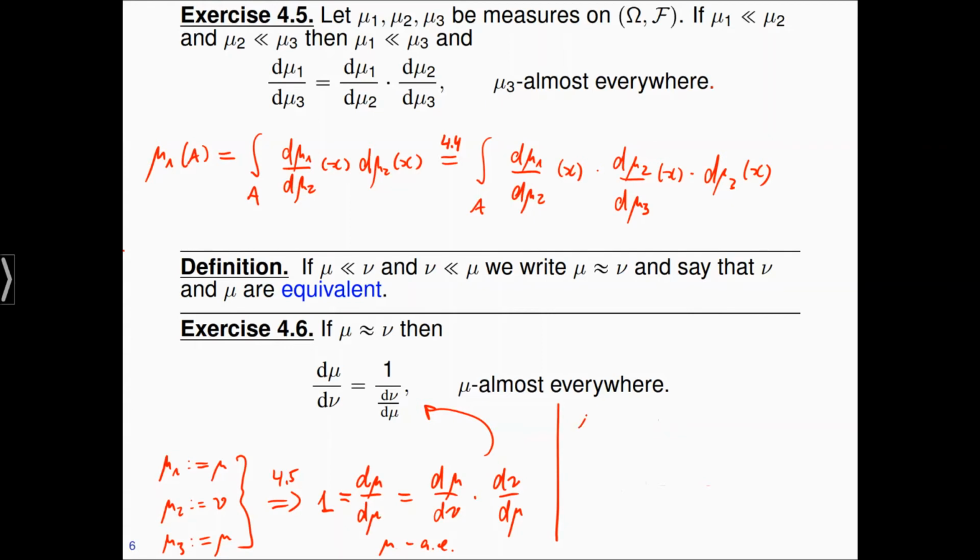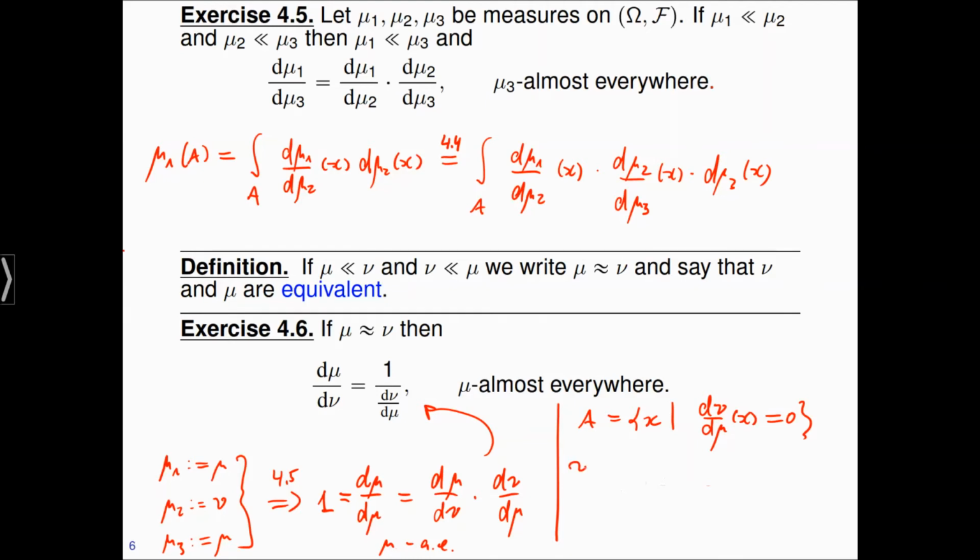So let's consider the set A of points where this factor here is 0. So where d nu by d mu of x equals 0. This is the problematic set where I cannot just divide by this factor. For those x, I cannot divide by the factor because the factor is 0.